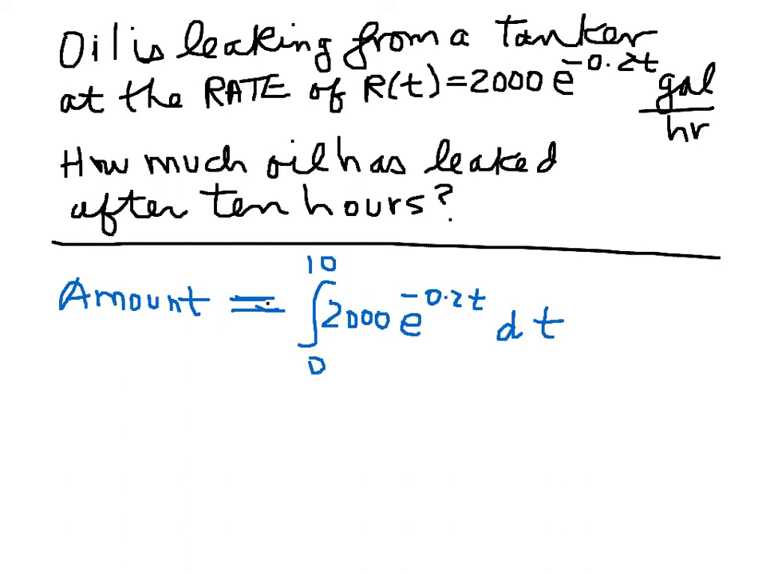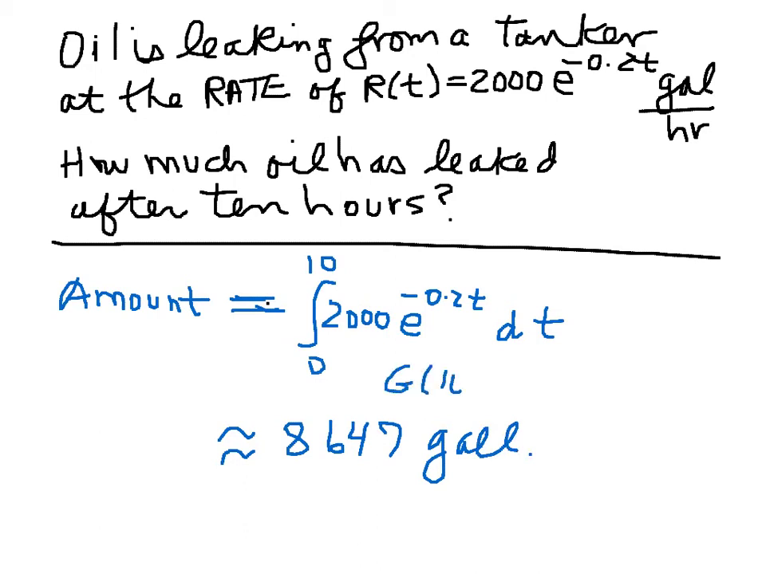So at this point I'll have to assume that you know how to do this integration, and what it comes out to be is about equal to 8,647 gallons. So it's the amount of gallons at 10 hours minus the amount of gallons at 0 hours. And what that is, as we've said in this chapter, is net change in gallons.